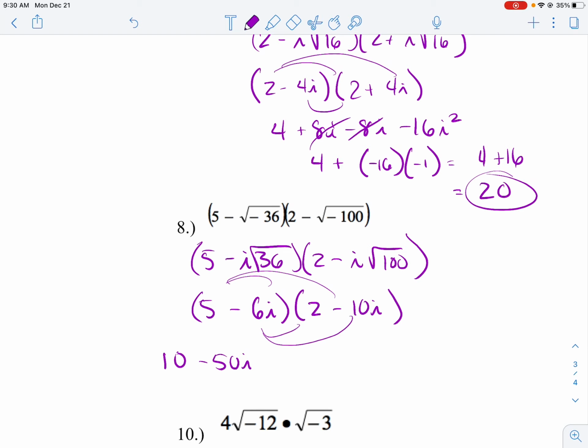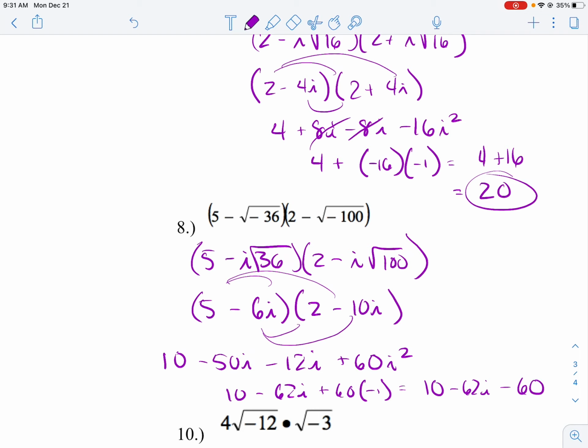There we go. Minus 50i minus 12i plus 60i squared. Okay, combine like terms, so 10 minus 62i plus 60 times negative 1. I should end up getting 10 minus 62i minus 60. And so our answer is negative 50 minus 62i.